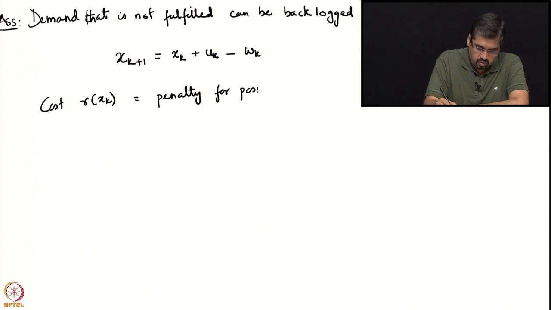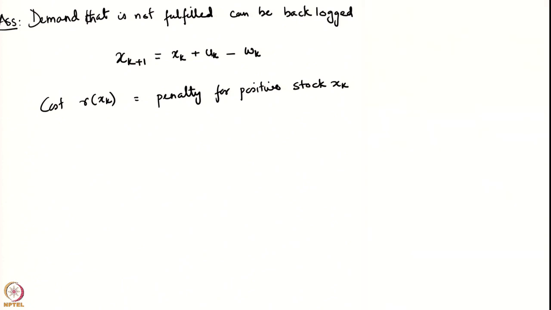for positive stock. So this could be, for example, a holding cost or a storage cost for excess inventory, or it can also be a penalty for negative stock.